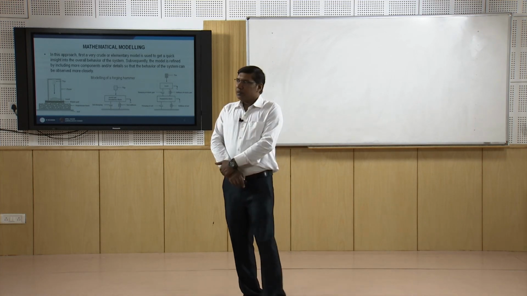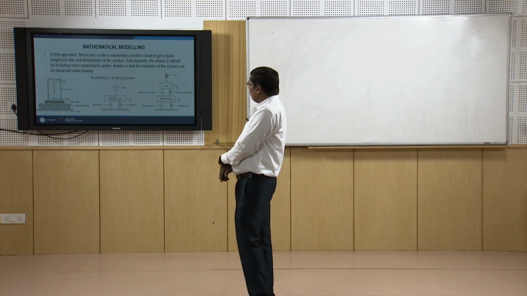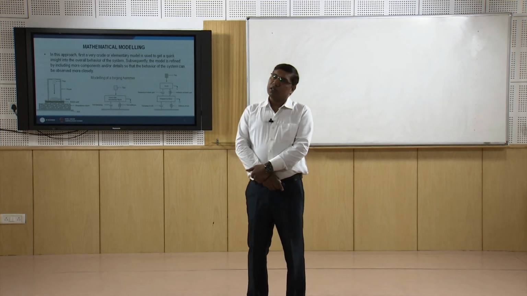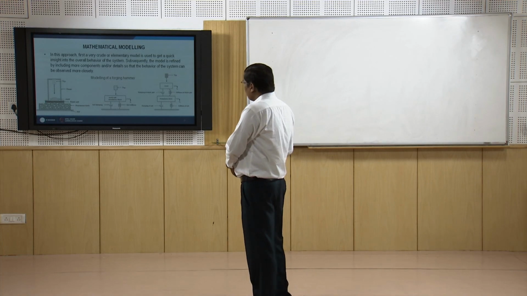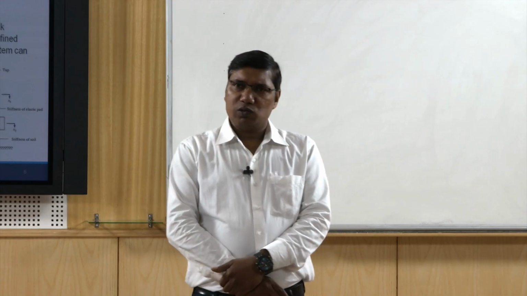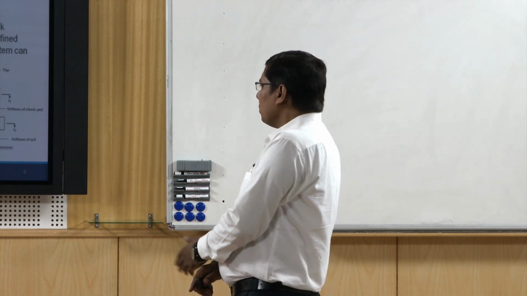So, if we have to develop a model, in the first stage we can develop a very simple model. Like you can see the first model, very simple, it is a single degree of freedom model. So, here we include one mass element. This one mass element contains the mass of the anvil, the frame, the foundation block, as well as some mass of the elastic pad. The mass of the elastic pad is very small compared to the others, so it could be neglected or it could be included.